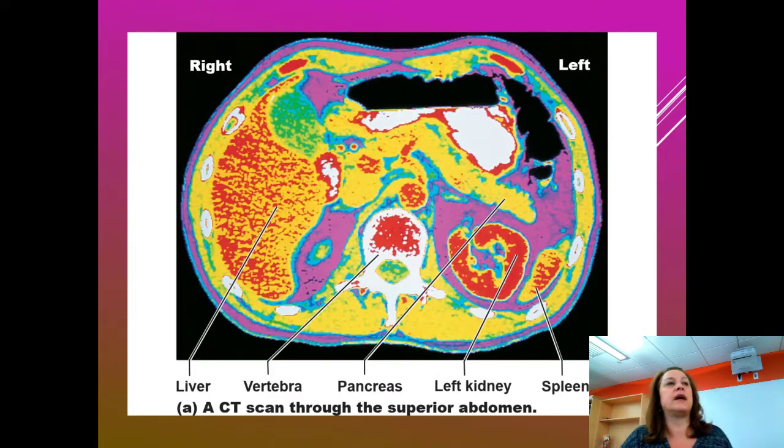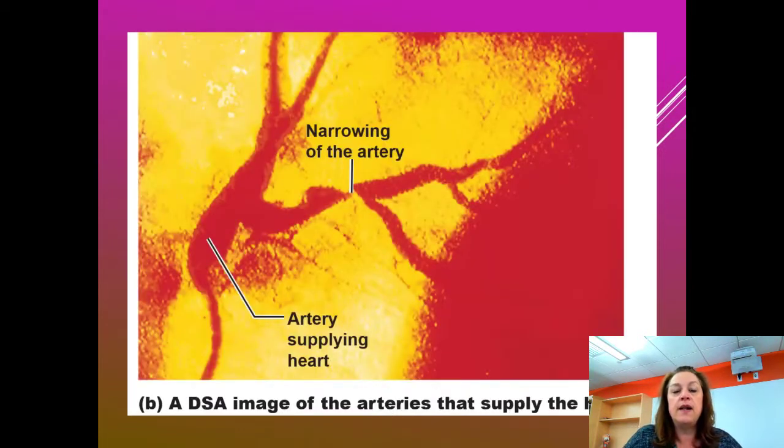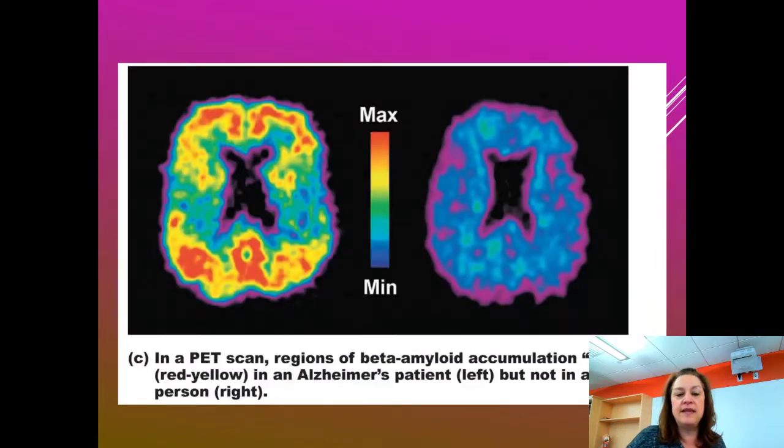The last thing that we want to discuss is the abdominal cavity scanning. So when we look at this picture, it's a CT scan. And the CT scan is going to give us a picture of the different structures in the abdomen. This is a picture called a DSA image. And what you'll notice is that you can see heart tissue and you can see arteries supplying the heart. You can see a narrowing of the artery right in the middle there where that artery has been pinched. And then this is a PET scan. It's looking at the metabolism of the different cells in the brain at any one time.